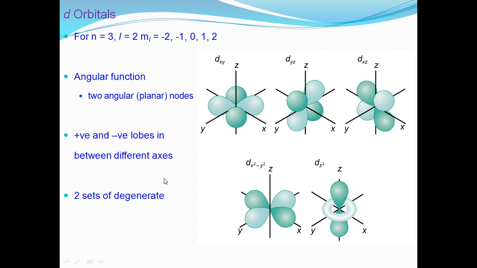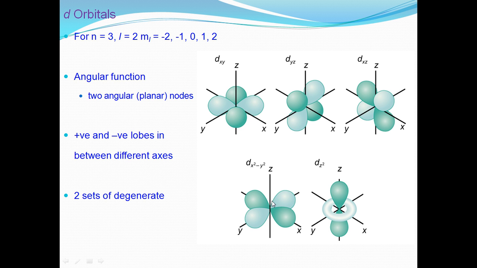Then there are two other d orbitals called the dx squared minus y squared orbital and the dz squared orbital. The dx squared minus y squared orbital is different from the xy, yz, and xz in the sense that the lobes point along the x and y axes. In the earlier examples, the lobes point between axes, but in x squared minus y squared, the lobes point along the designated axes, x and y. And again, we have two planar nodes.